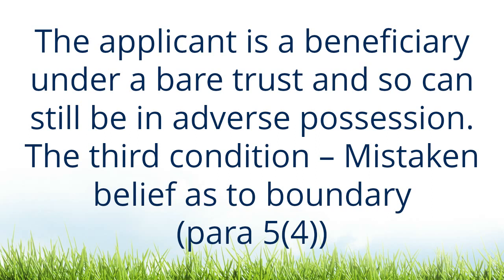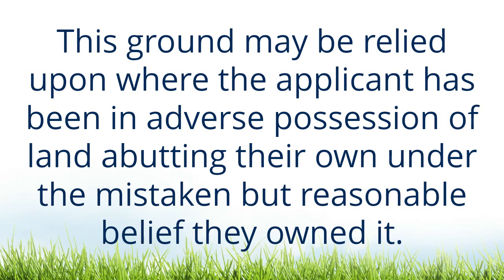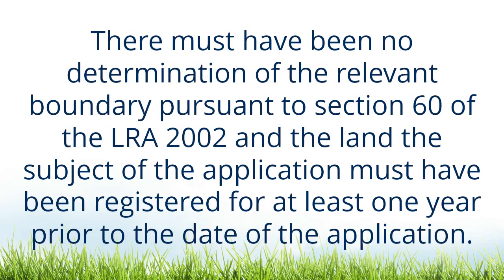Now, the third condition is mistaken belief as to the boundary, which is paragraph 5, subsection 4. This ground may be relied upon where the applicant has been in adverse possession of land abutting their own under the mistaken but reasonable belief they owned it. There must have been no determination of the relevant boundary pursuant to section 60 of the LRA 2002, and the land the subject of the application must have been registered for at least 1 year prior to the date of the application.